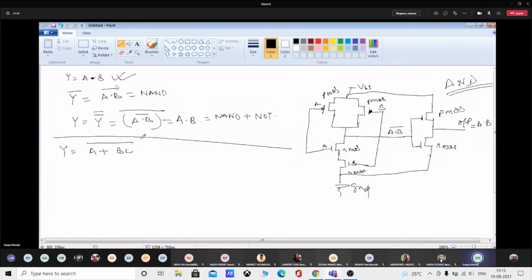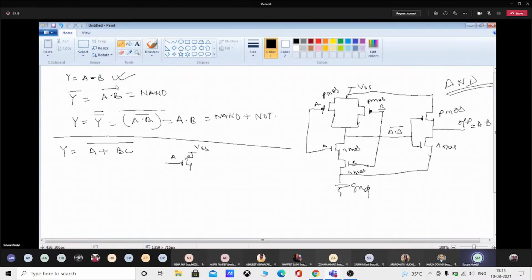At first you will see one plus is there and one dot is there. So plus means what? If plus is there, parallel, so PMOS will be in series. PMOS will be in series. So we will make a PMOS that is having an input A and here VSS. At first we will see if the complement is there or not. So the complement I have given you, so there is no problem.